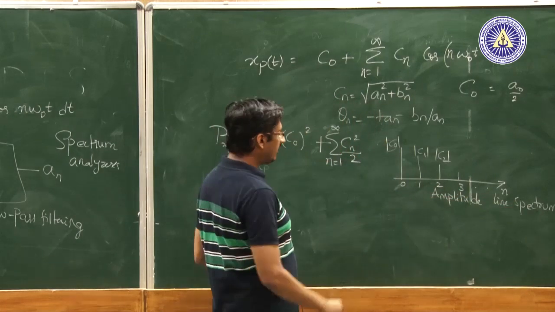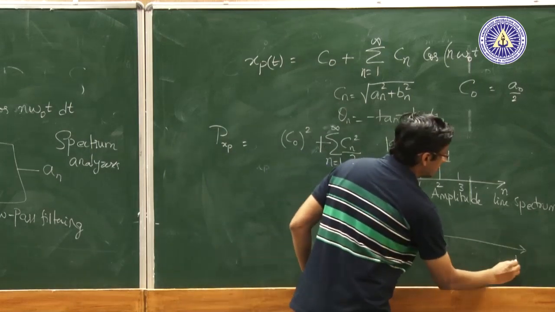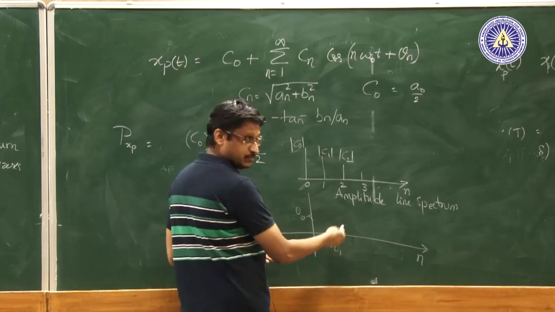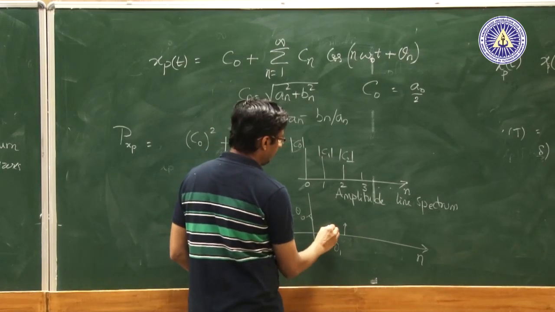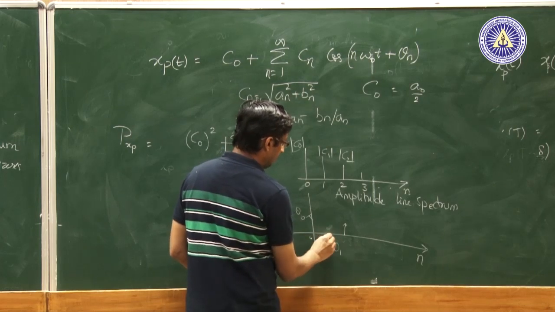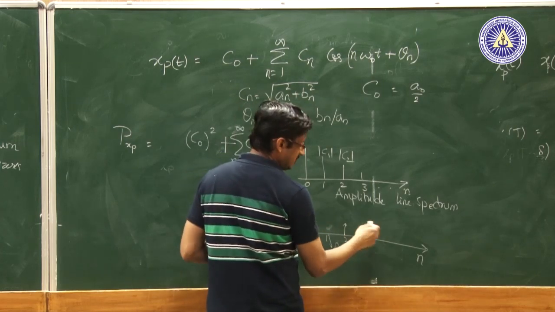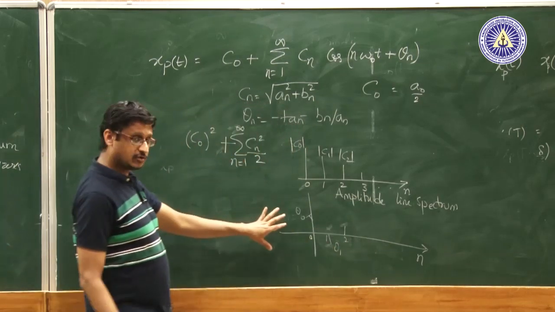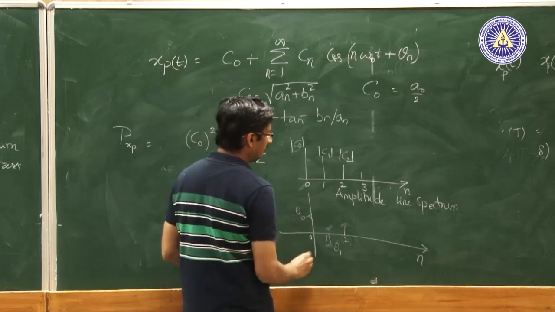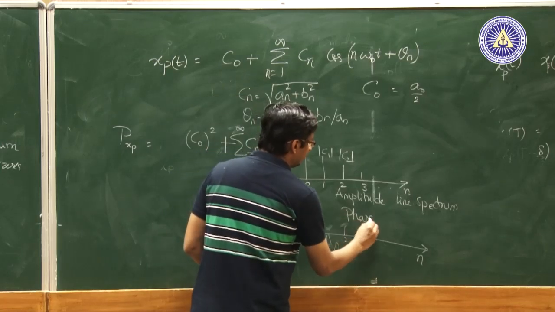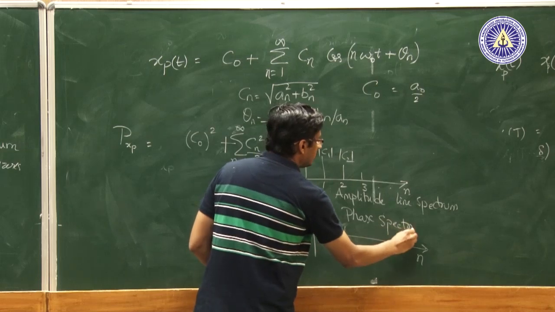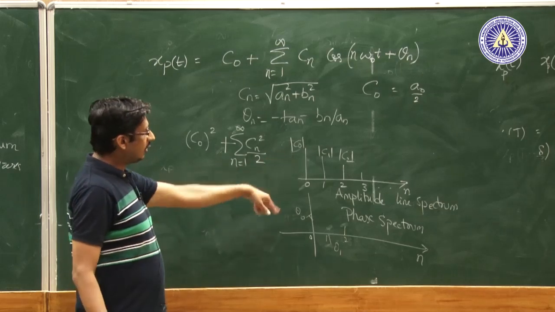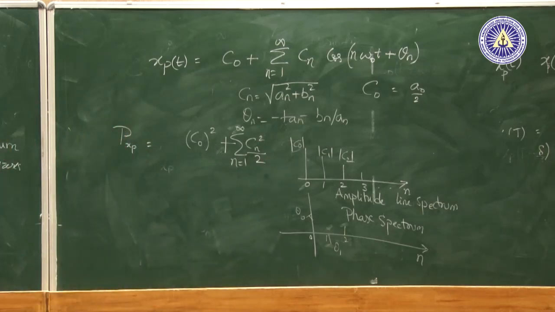You can also plot theta n values as a function of n. So, you will have some theta 0, you will have some theta 1. I am just plotting some arbitrary values, clearly not for a given signal. I am just plotting these arbitrary lines, and this picture, the one at the bottom, is what you call the phase spectrum. So, when you plot Cn's and then the corresponding phase, you call these the amplitude line spectrum and the phase line spectrum.